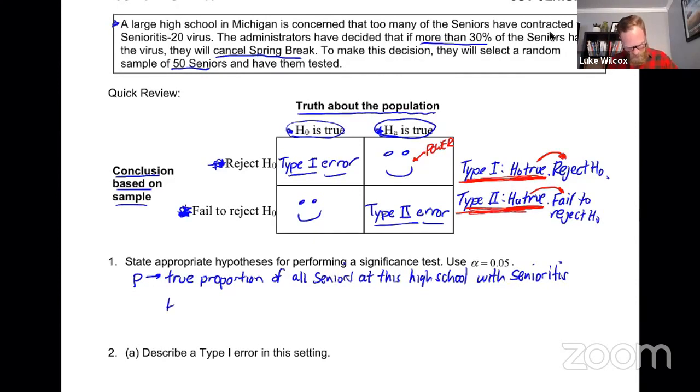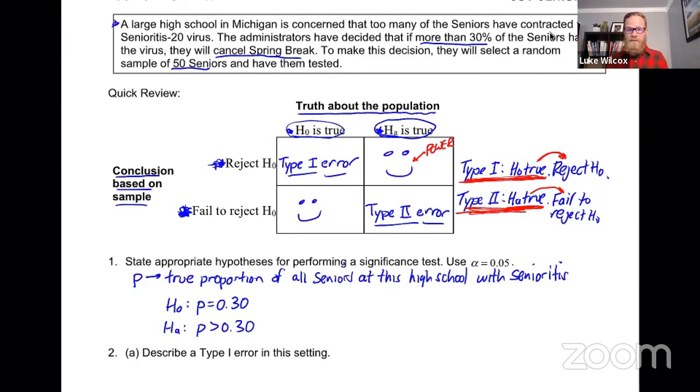And the null hypothesis here is going to say that the proportion is 30%. And the administrators are trying to find evidence that the true proportion is greater than 30%, in which case we're in trouble and we need to cancel spring break.